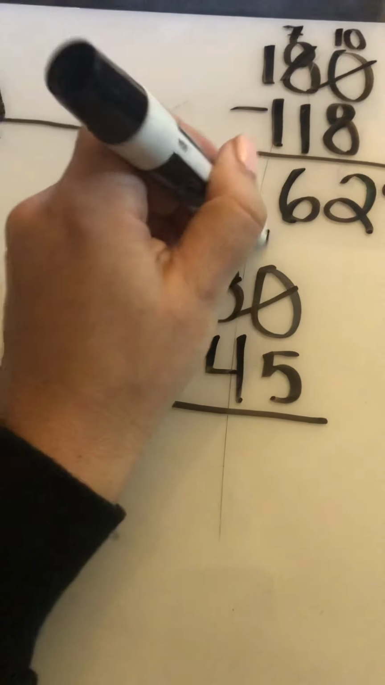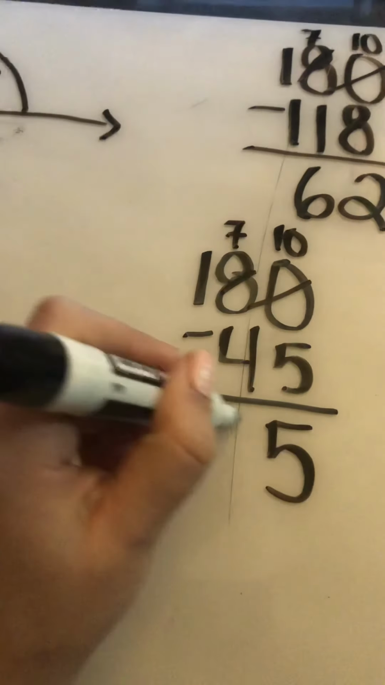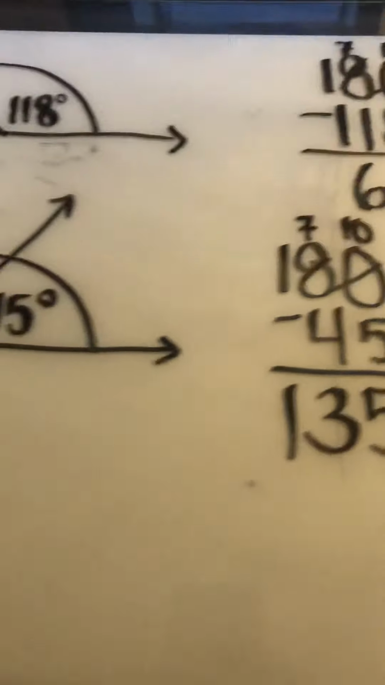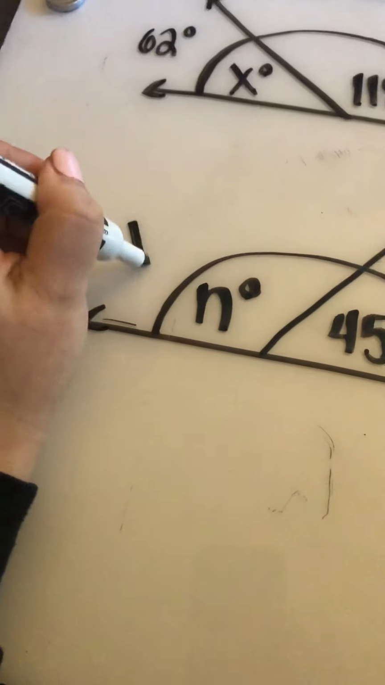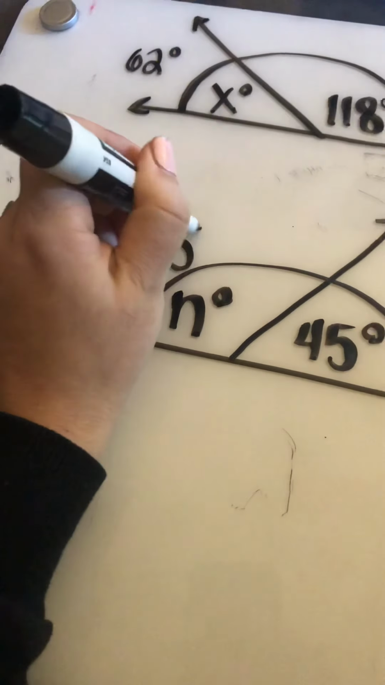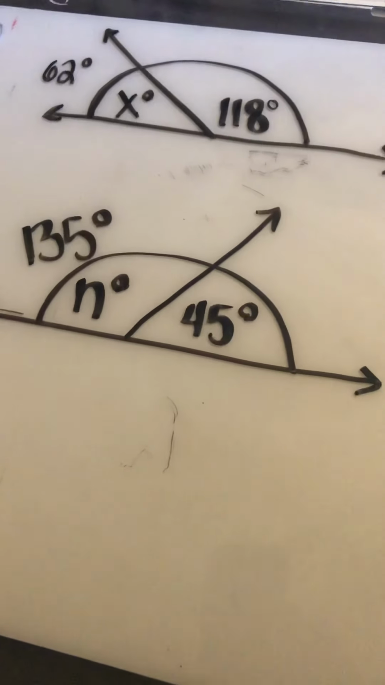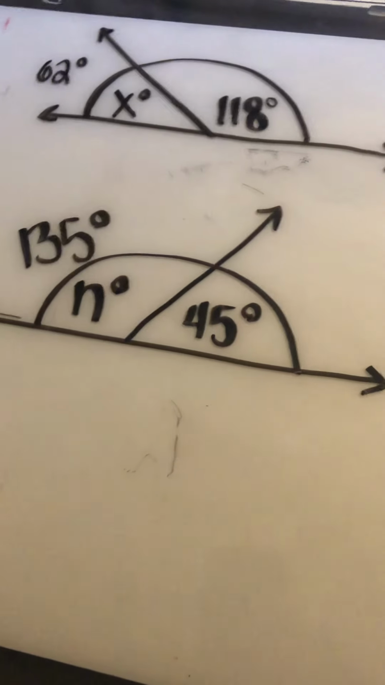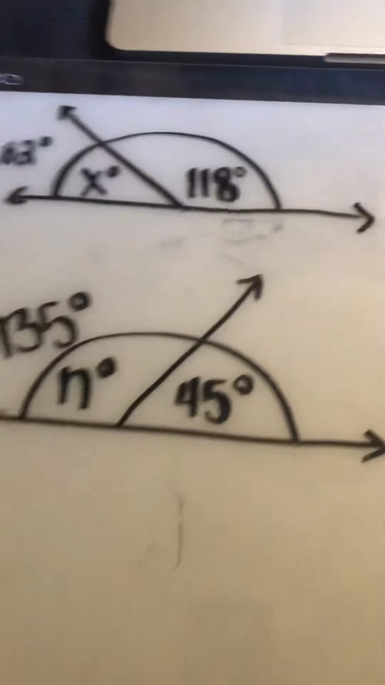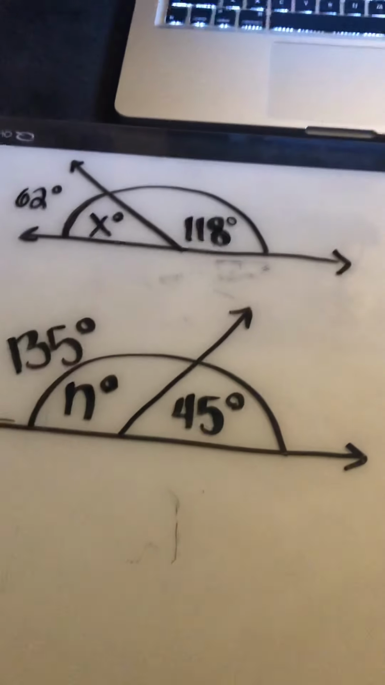I'll figure out that difference, and we would get 135. So N in this picture will be 135 degrees. Quick check, does 135 plus 45 equal 180? It does, so we know we're correct. Okay, so this part should be nothing new to you. This is what we did on Tuesday. Everyone should be familiar with that.